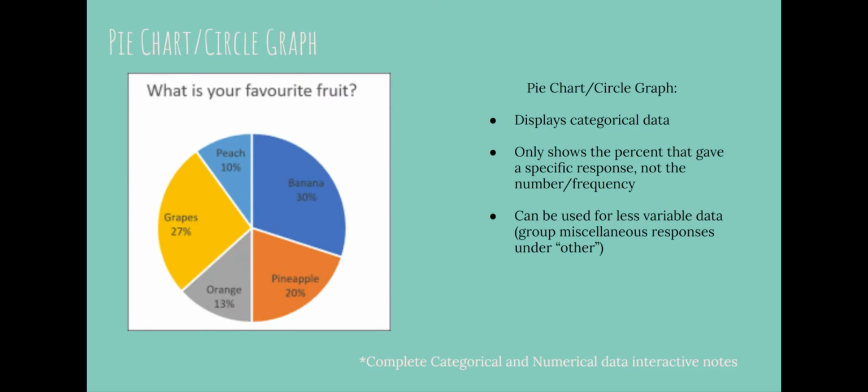And last but not least, we have the pie chart or the circle graph. It displays categorical data. The only downside to this is it only shows the percent that gave a specific response. It doesn't tell you how many people. So for here where it says banana 30%, I don't know if that 30% is 3 people, 30 people, 10 people. We just don't know. And it can be used for less variable data. In that case, you're going to group up miscellaneous responses under a category of other.